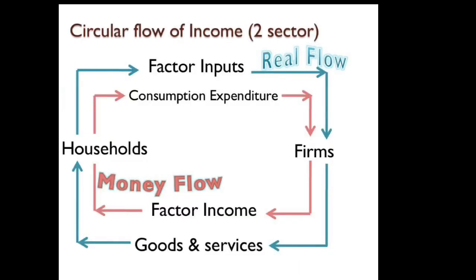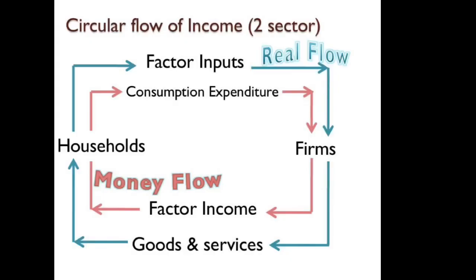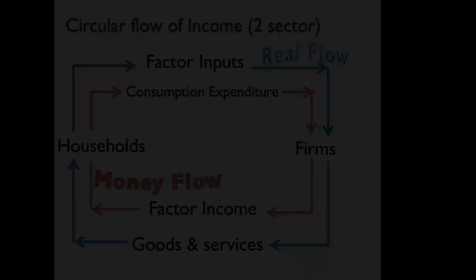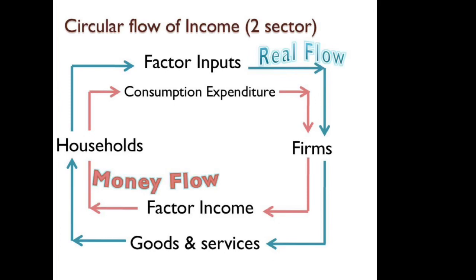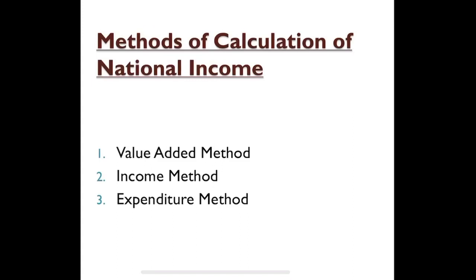I also asked the other question, whether national income calculated from the three methods is the same or not. I already said that whatever is being produced, there will be income on that in the form of factor income, and the same expenditure will be incurred on the same thing. That is why national income calculated from any of the methods will be equal, it will be the same. To understand the three methods of calculation of national income, please move to the other video.